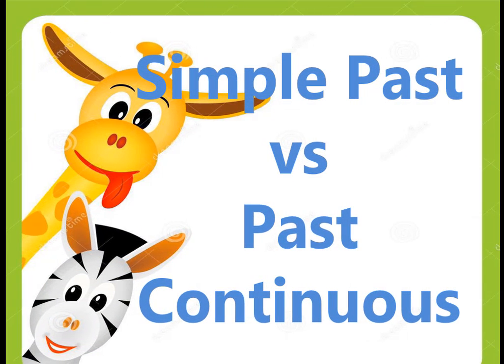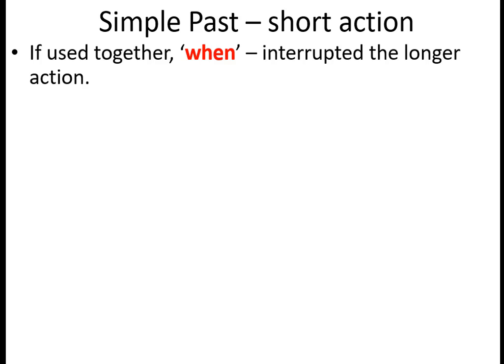Okay, dear students, after we have known the form of the past simple and the past continuous, تعالوا نشوف مع بعض ازاي نفرق ونستخدم ال past simple وال past continuous. The simple past is a short action. If used together when interrupted the longer action. لما بنستخدم when ديت بتقطع الحدث الأطول. يعني when بيكون بعدها short action بعد كده longer action.